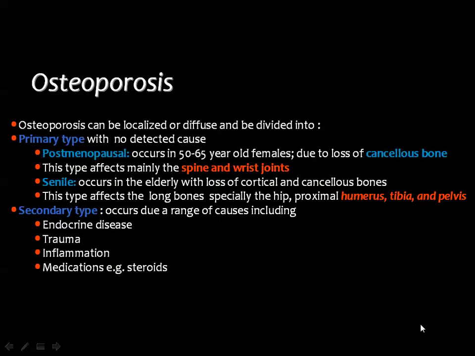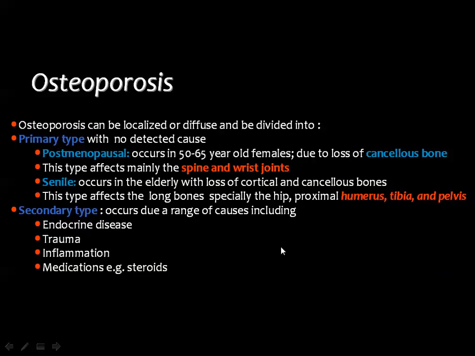Then osteoporosis can be classified into the primary type and the secondary type. The primary type is divided into two: the postmenopausal type, which is seen in older females, and it affects the cancellous bone in particular, and this type appears in the spine and near the wrist joint, while the senile osteoporosis, which is seen in elderly people, affects the cortical and the cancellous bone, and the manifestations are usually seen in the proximal part of the humerus, in the tibia, and in the pelvic bones.